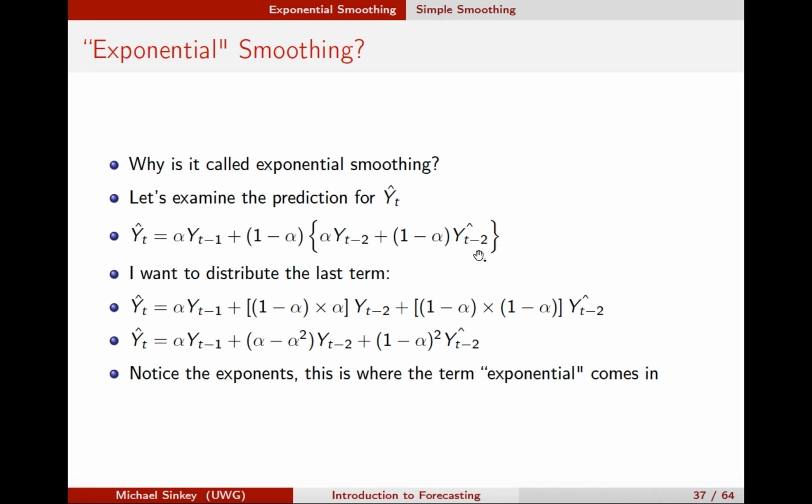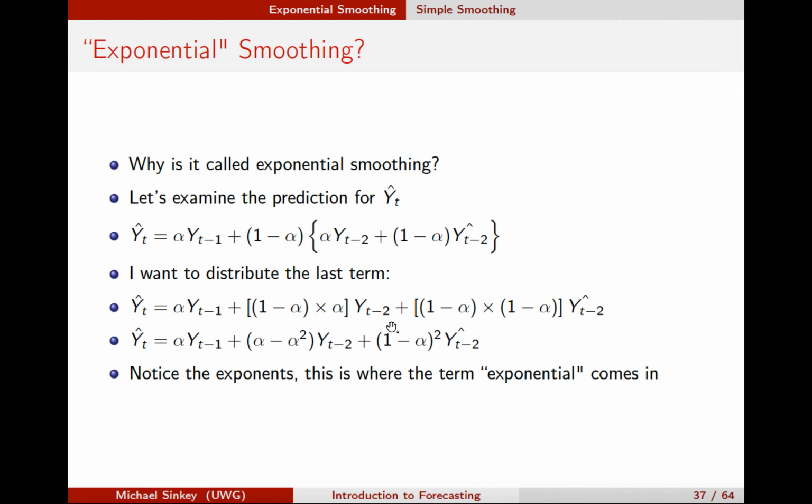I get rid of the curly brackets, but I distribute the 1 minus alpha through. Now I've got the exponents here. 1 minus alpha times alpha. 1 times alpha is alpha. Minus alpha times alpha, that's minus alpha squared. That's exponential. Okay, 1 minus alpha times 1 minus alpha is 1 minus alpha squared.